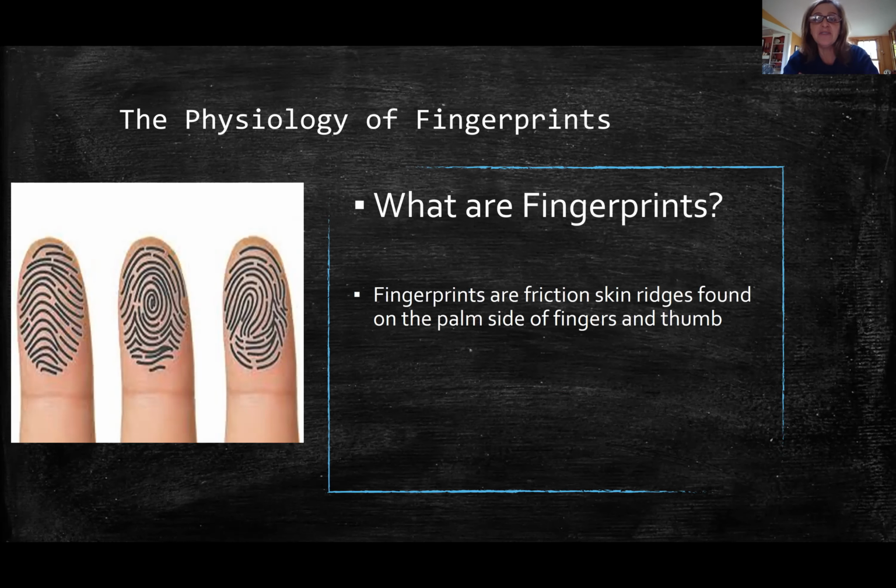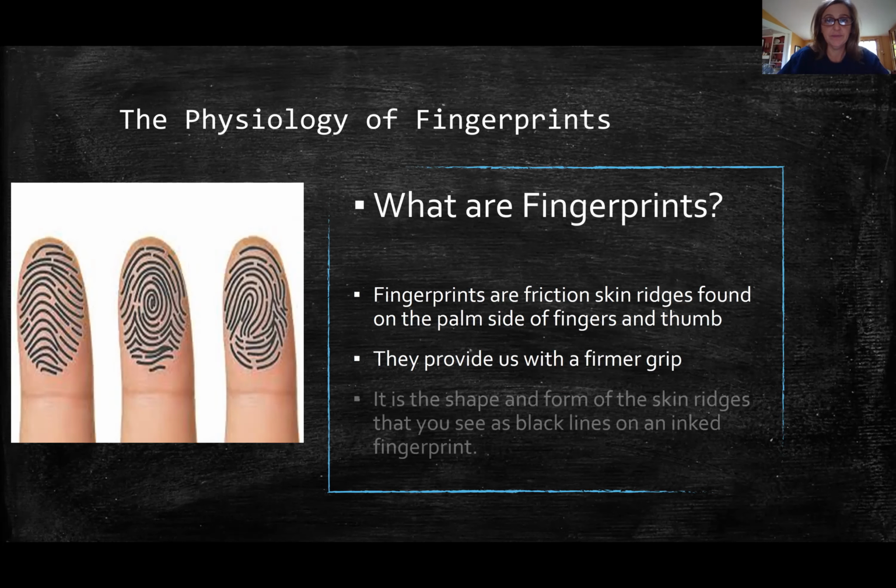They are friction skin ridges found on the palm side of the fingers and the thumb. Friction skin ridges. Well, you guys know what friction is. Friction is a force between 2 objects that are rubbing together. If we didn't have fingerprints, our hands wouldn't have as much grip to them. So they provide us with a firmer grip when we grab things like a piece of paper or when we pick up a glass. It's the shape and the form of those skin ridges that you would see as black lines on an inked fingerprint.